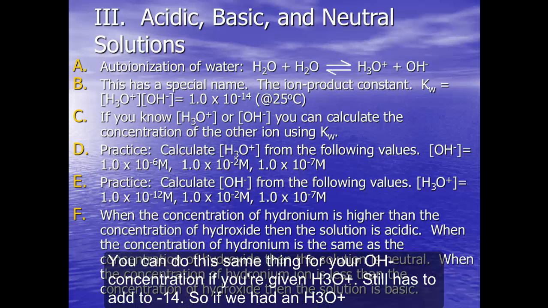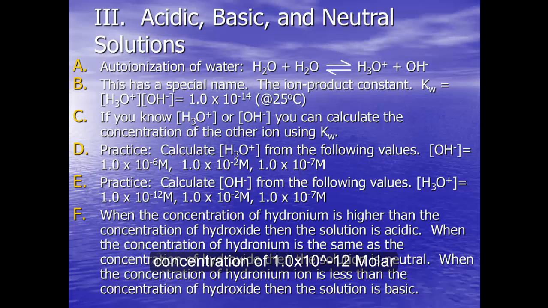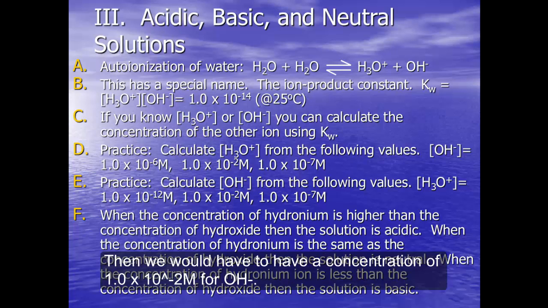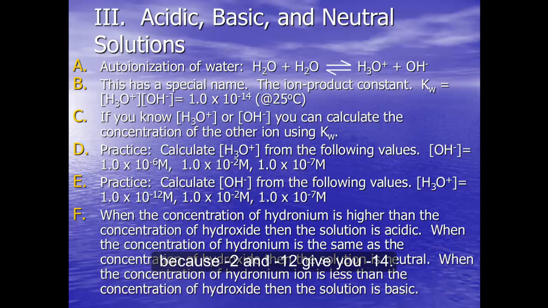You can do the same thing for your OH- concentration. If you're given H3O+, it still has to add to 14. So if we had an H3O+ concentration of 1.0 times 10 to the negative 12th molar, then we would have to have a concentration of 1.0 times 10 to the negative 2nd for our OH-, because negative 2 and negative 12 give you negative 14.